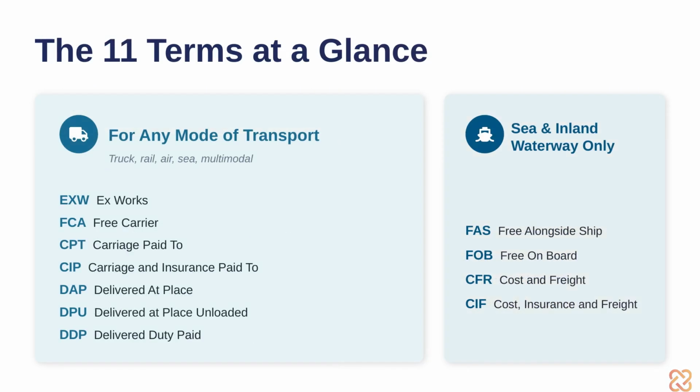The 11 terms fall into two groups. The first group applies to any mode of transport, so truck, rail, air, sea, or a combination of these. That's 7 terms. First, we have EXW and FCA. Then CPT and CIP. And finally, DAP, DPU, and DDP. The second group applies only to sea and inland waterway transport. That's 4 terms.